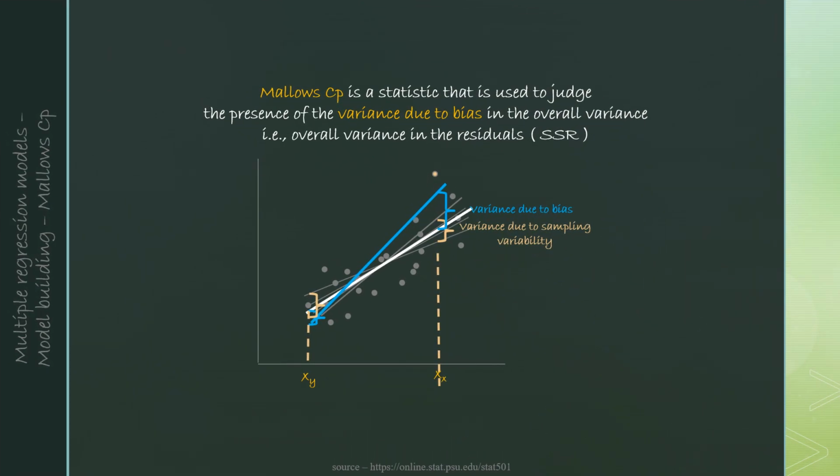Mallows Cp is a statistic that is used to judge the presence of the variance due to bias in the overall variance. That is, overall variance in the residuals. In other words, residual sum of squares SSR. Let's understand how Mallows Cp is calculated.